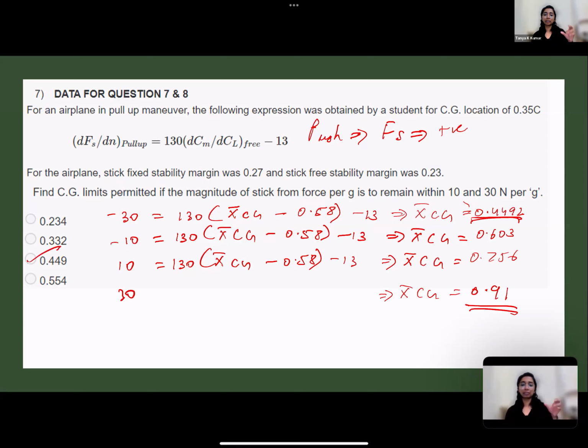But since they have not given you the stick force limits' sign, if it's positive or negative, you have to try with every possible combination. Don't just try one of them. It's not 10 or 30 or minus 10 or minus 30. Try all four. See which one matches your options. All right.